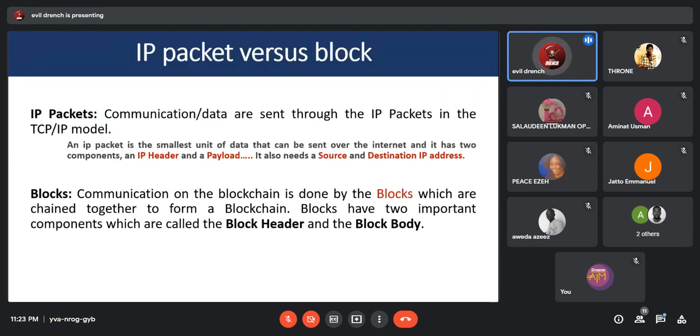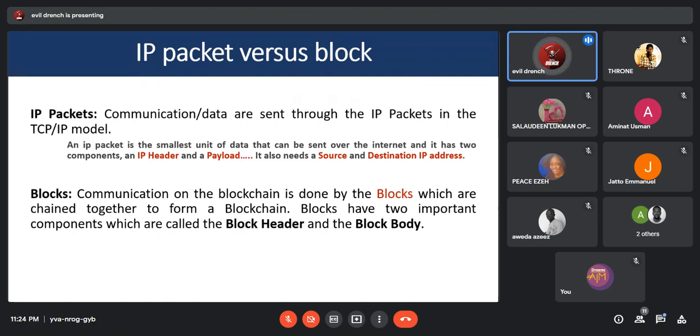So, the IP packet versus the block. Everything we do over the internet is sent by this particular IP packet. An IP packet is the smallest unit of data that can be sent over the internet, right? It has two components, which are the IP header and the payload. An IP packet also needs a source and a destination IP address to transact information.